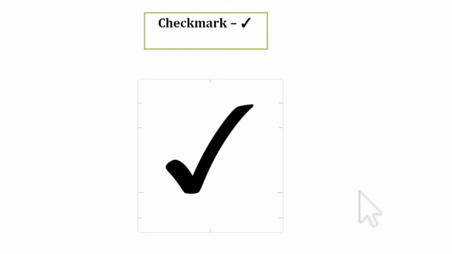This is checkmark. It denotes that the text and digit is correct. If you fill in the check mark, the present sentence or question or answer is correct.